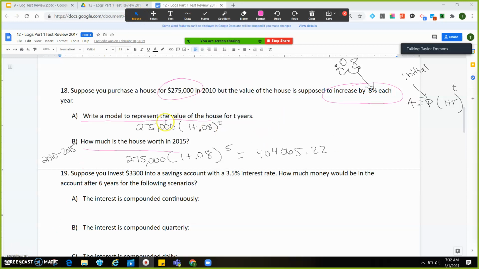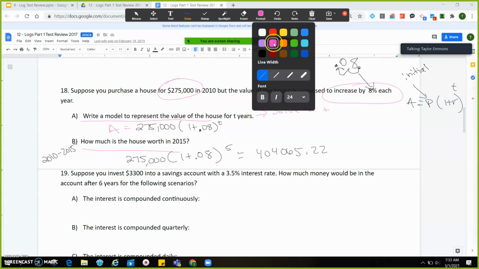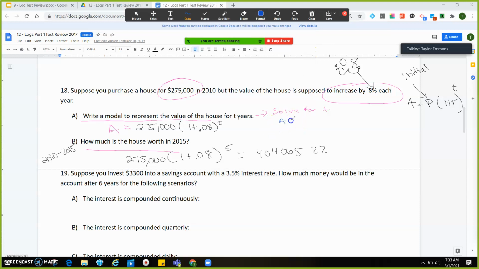So let's say it asked you to solve for t. In order to get t by itself, we're going to divide by 275,000 first. So we're going to take A equals 275,000 times (1 plus 0.08) to the t power, and divide by 275,000 first. That gives us A divided by 275,000.